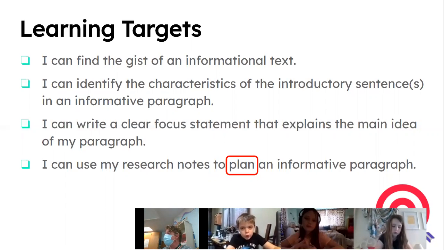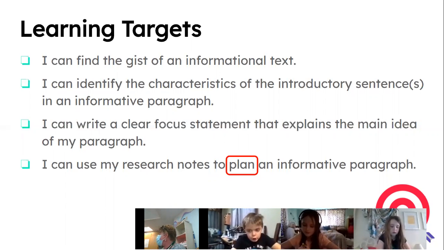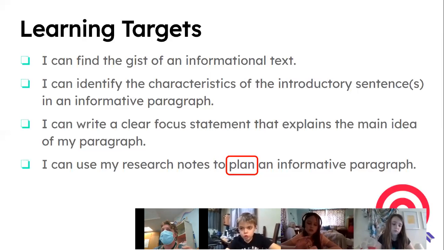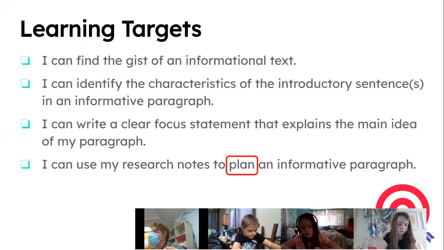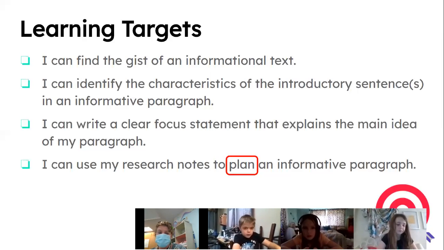So the introductory sentence does that same exact thing. It introduces the reader to what you're going to be talking about. So perfect example, Miss Marin. And it says an informative paragraph. What word do we see inside informative? Come on, friends, help me out. What root word do you see in there? Ben? Inform. Very good.